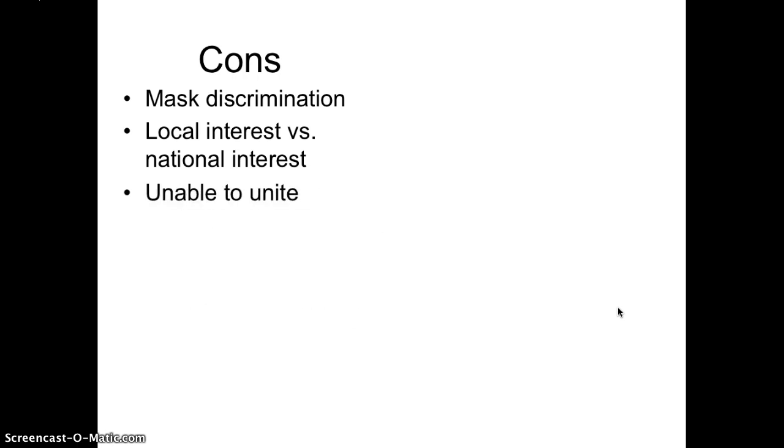There are some disadvantages. Sometimes it can mask discrimination because the states may have laws that aren't the same as other states and could cause some discrimination. A lot of times there's conflict between what the local people want and what the national government wants, and so those two interests conflict with each other. It makes it difficult to unite when you have so many, 87,000 different governments. Sometimes it's difficult to come together and agree on something.